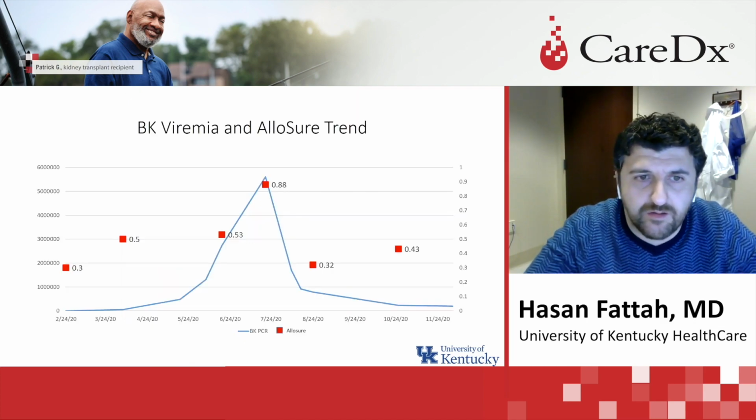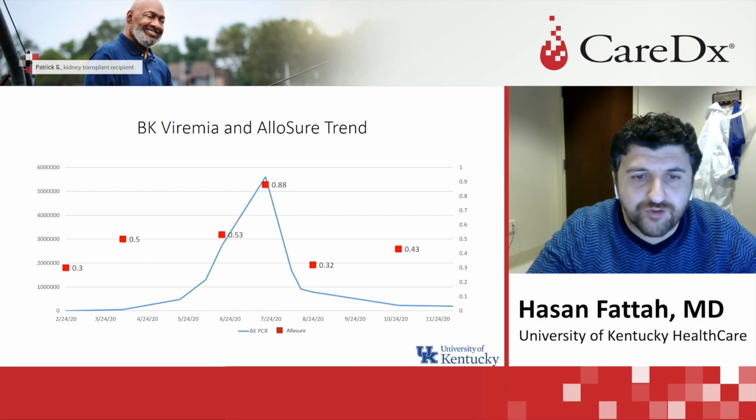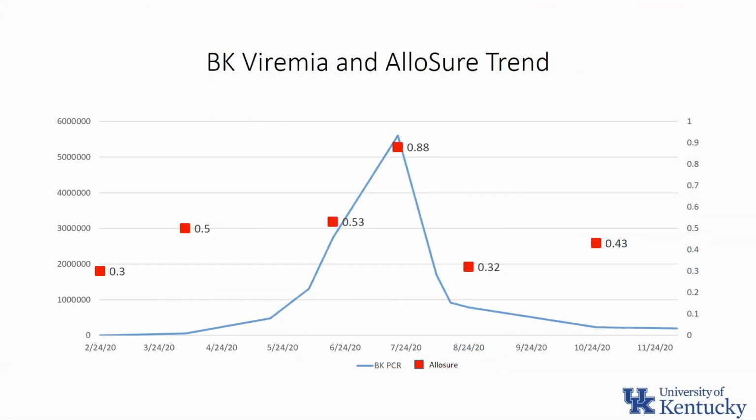The last slide summarizes all this data together. As a matter of fact, it summarizes only two parameters: the AlloSure results, which are represented by the red squares, and the BK in the blue line. And as you can see, there's an almost concomitant rise and decline of both AlloSure and BK PCR viremia.